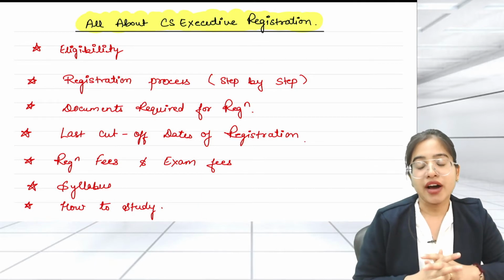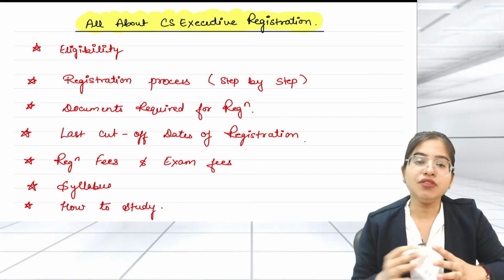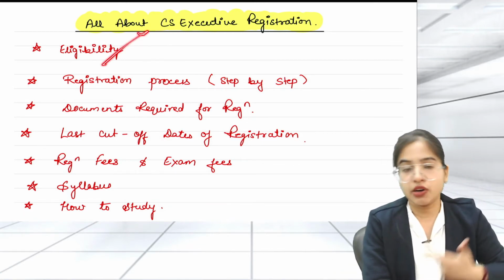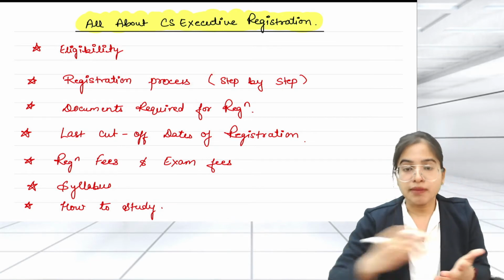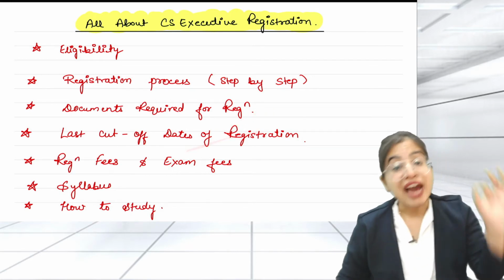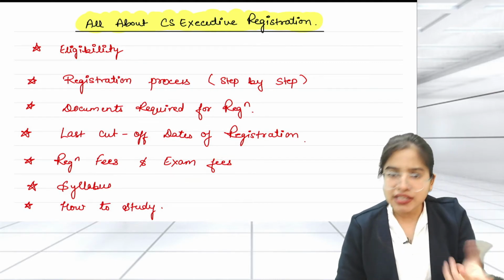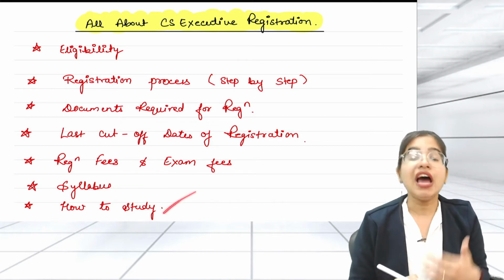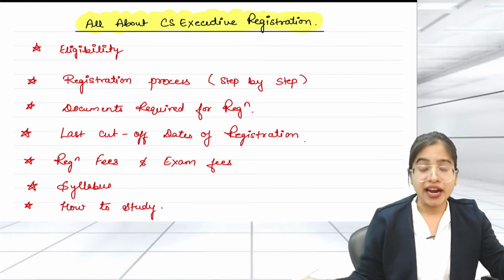So in this video, I'm going to guide you with respect to your CS executive registration. By the end of this video, you'll get to know a lot of things. You'll get to know about the eligibility criteria of your CS executive or CS course, your registration process, step-by-step process, what are the documents required for your registration, what is the last cutoff date of your CS executive registration, what are the fee details, registration fee details, exam fee details, what is your syllabus, and how to study, how to do your preparation. So this is going to be a complete guidance video.